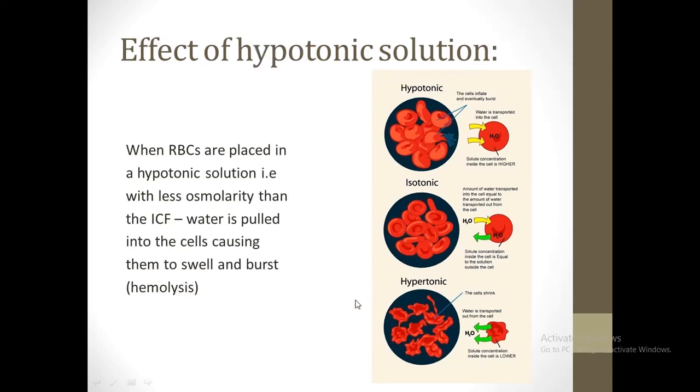Then the effect of hypotonic solution. When RBCs are placed in a hypotonic solution, that is with less osmolarity than intracellular fluid, water is pulled into the cells, causing them to swell and sometimes burst, which causes hemolysis. So here you can see in this diagram, the cells are about to burst. They are so swollen up that even some of the cells are being burst.